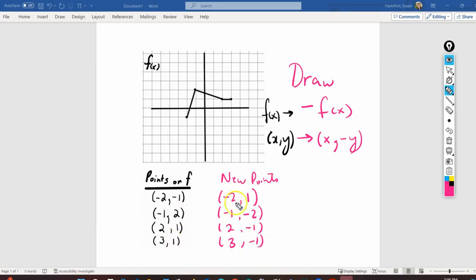So now I'm going to draw these new points and connect them as I go. So -2 and +1, -1 and -2, and connect as we go. 2, comma, -1, and connect as we go, and 3, comma, -1, and connect as we go. And so what I've drawn there in red is the graph of -f of x, which is its reflection in the x-axis. So that's a special one. Take the black one and flip it in the x-axis, and you get the red one.